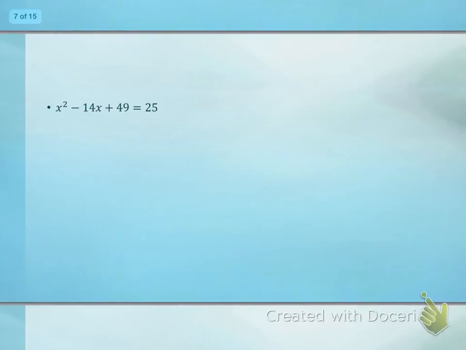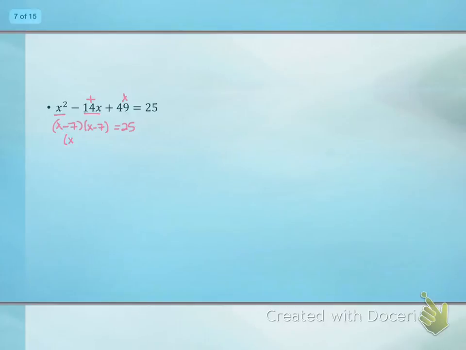Okay, this one, it looks like there's an x squared and an x again, so we're going to have to factor. So it multiplies to get me positive 49, but adds to get me negative 14, which is negative 7, negative 7. So if I wrote it x minus 7 times x minus 7 is equal to 25.